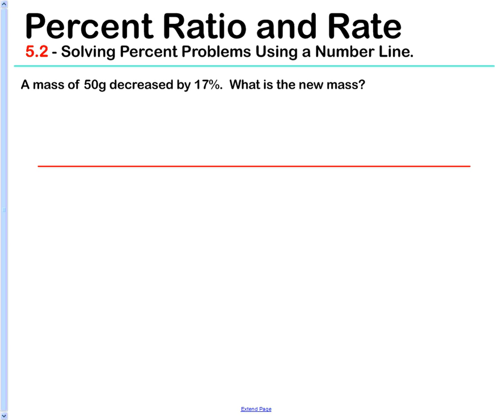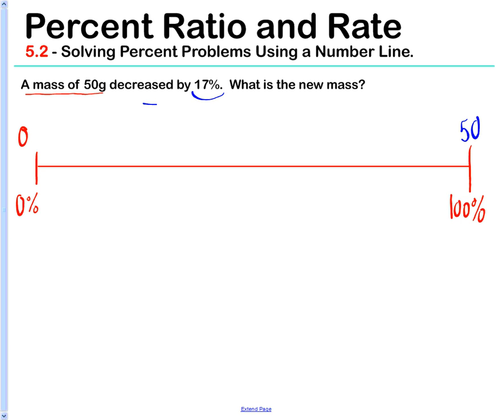So we need to find now a decrease. So same as before, we identify our 0 points. 0% and 0. We have 100% here. And we look back to our question to see what we know. We know that a mass of 50 grams decreased, and that's a subtraction, so it goes down by 17%. So the original mass would be our 100% mark. So 100% would be 50 of a number.